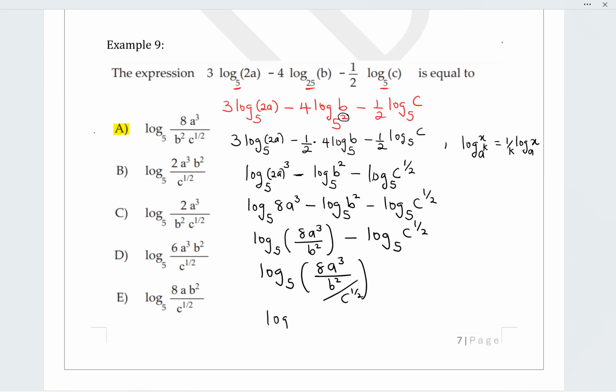And this is nothing but log 5 of 8a cubed over b squared, under c half. Everything will be in the denominator. Yes. So the answer is A.